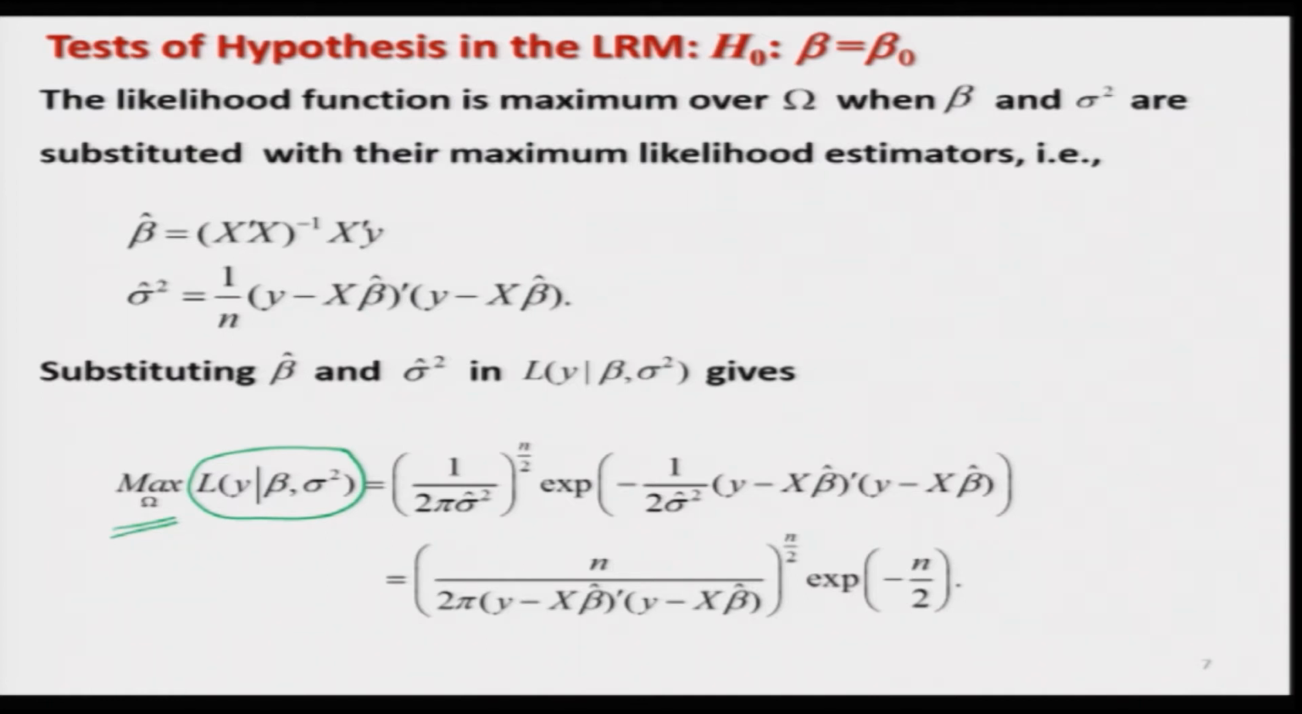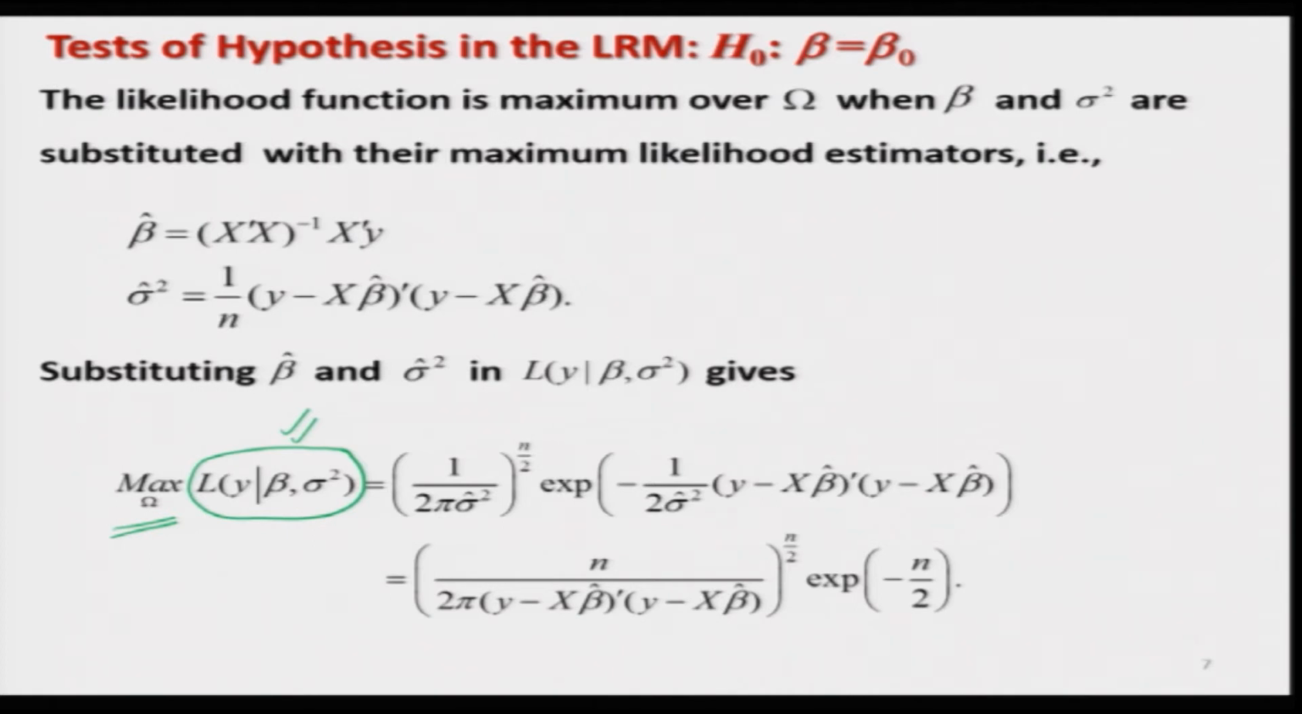Now, you have to just think and tell me what are the values of beta and sigma square for which this likelihood function is going to be maximized. If you recall how you found the maximum likelihood estimators of beta and sigma square, the basic principle involved is that the values of the parameters which maximize the likelihood function are the estimators.